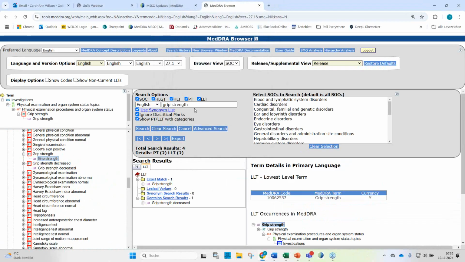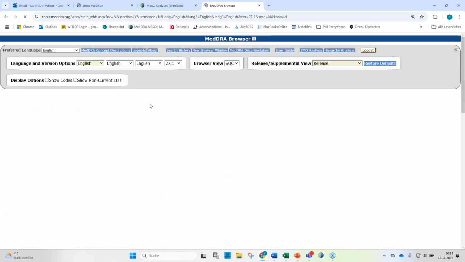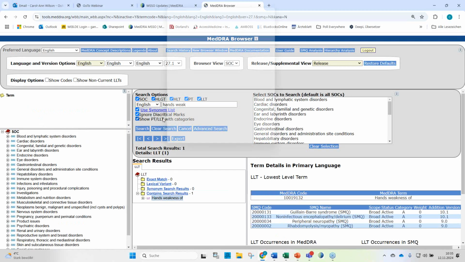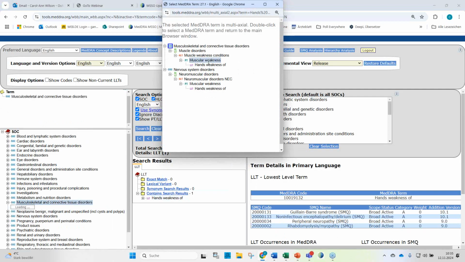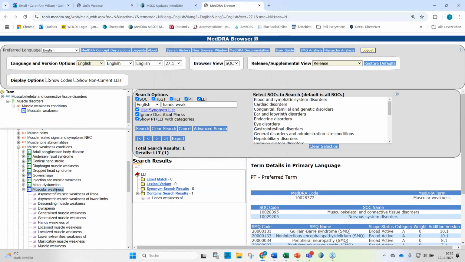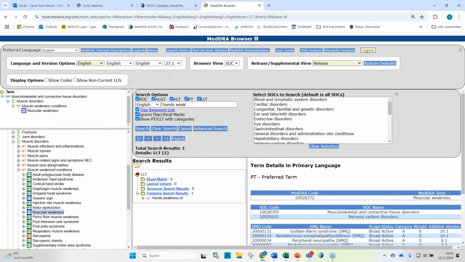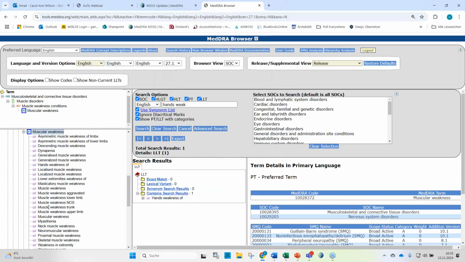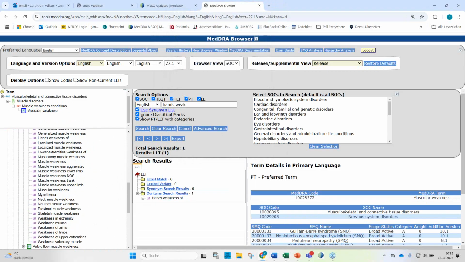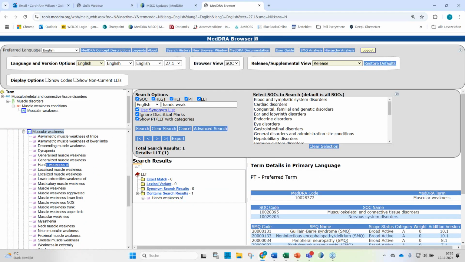And the other option that we had in the poll, and most of you voted for this, was hands weakness of. And here it is. Go to browser again. It's grouped under SOC musculoskeletal. And if I click on it, here it is. It's grouped under HLT muscle weakness conditions. Here it is, muscle weakness. And there's a general muscle weakness and also weaknesses of other parts of the body. So trunk, limb, and here's our hands weakness of.